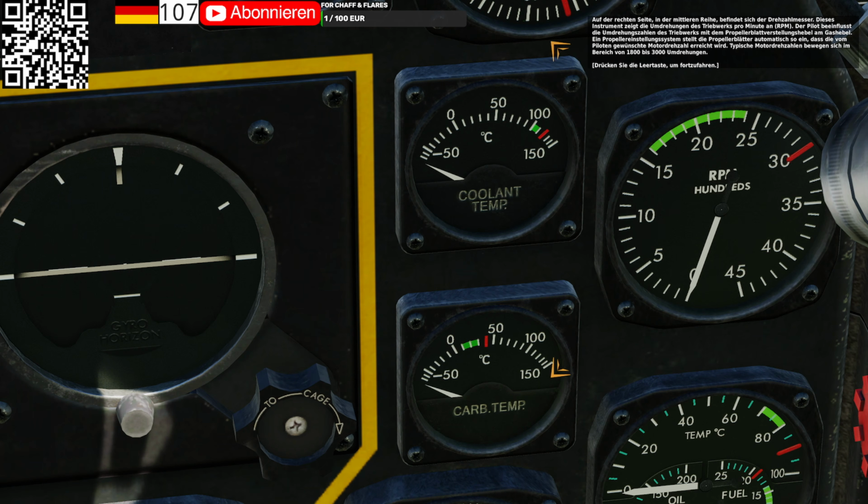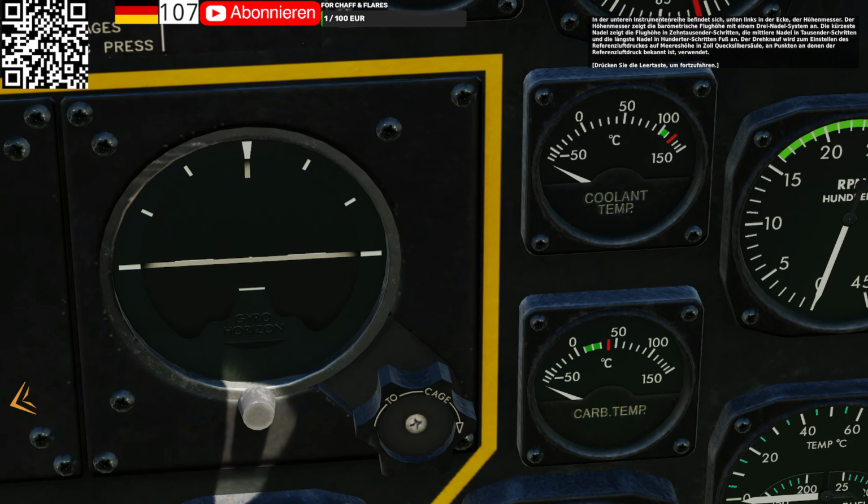On the right side of the middle row of the instrument panel is the tachometer. This instrument indicates engine speed in revolutions per minute, RPM. The pilot controls engine speed using the propeller control lever on the throttle quadrant. A propeller governor system automatically adjusts propeller pitch angles to maintain the RPM set by the pilot. Typical RPM settings in flight will be between 1,800 and 3,000 RPM.